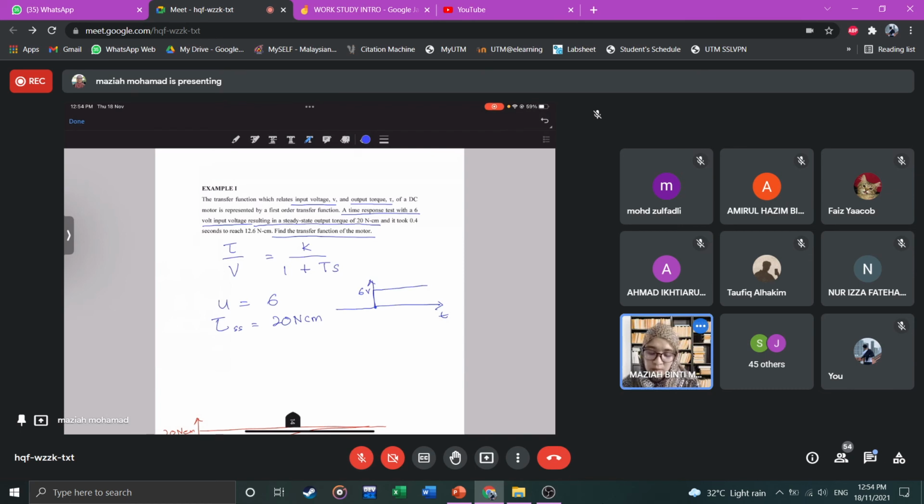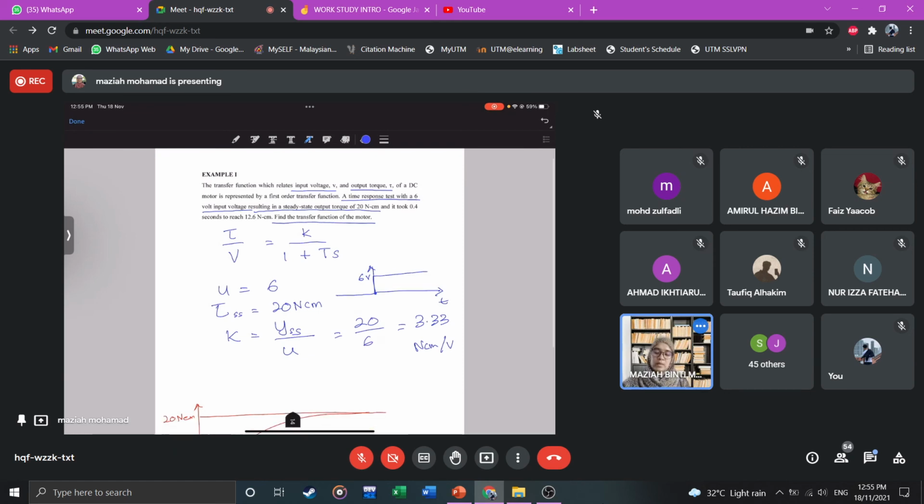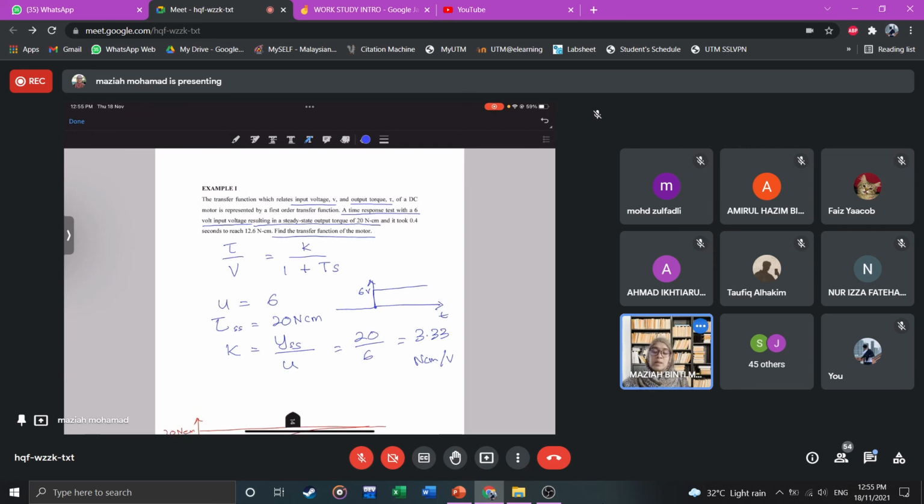Therefore we can calculate K, because K is equal to Y steady state divided by U. Our Y steady state is the steady state torque, so 20 divided by 6 gives you 3.33 Newton centimeter per volt. So this is our K. We already have K, now let's determine T.